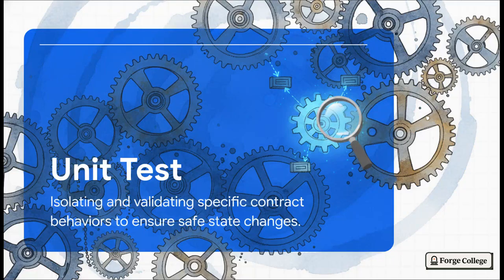Now, the absolutely crucial point here is understanding exactly what we're building. A unit test is essentially a method of isolating and validating specific contract behaviors to ensure safe state changes and proper error handling. Unlike broad, full-scale audits or random fuzzing, a unit test focuses on proving that one specific gear in our machine turns exactly the way we intend it to.